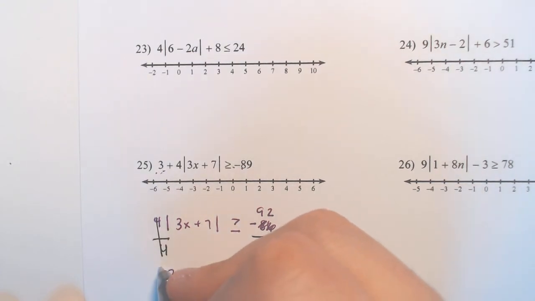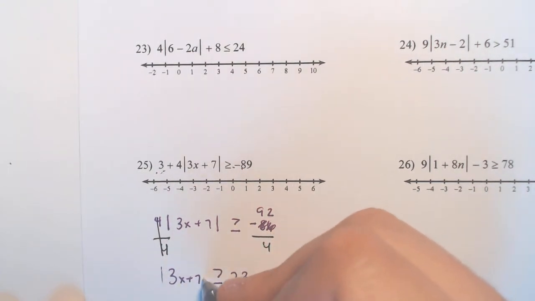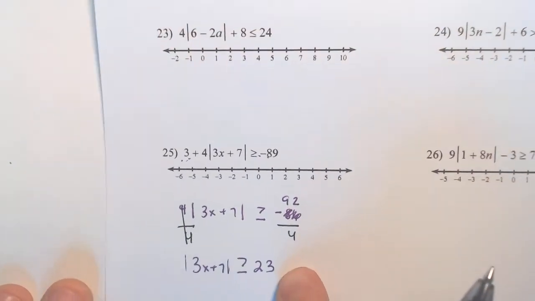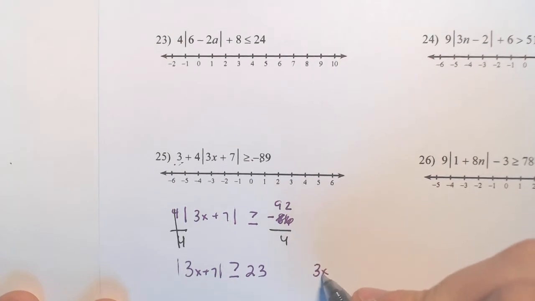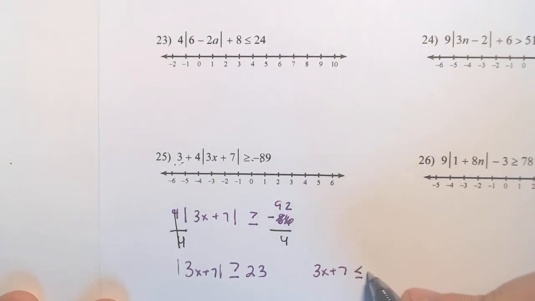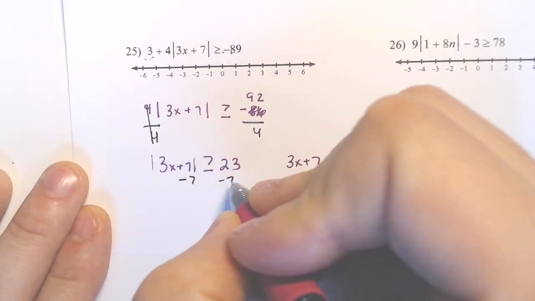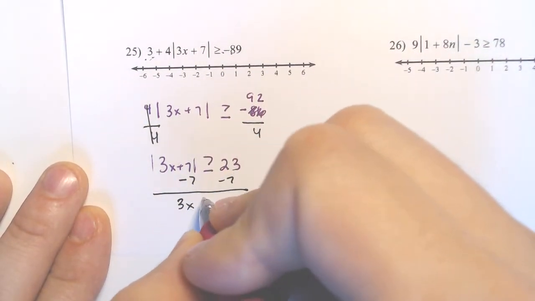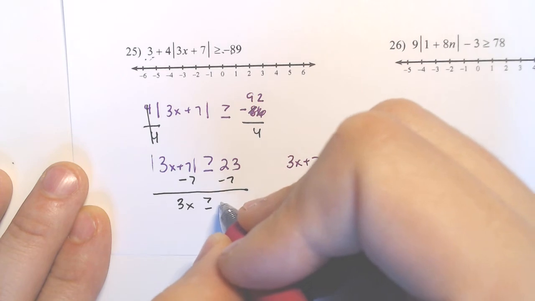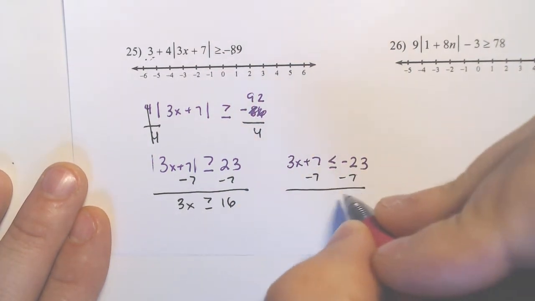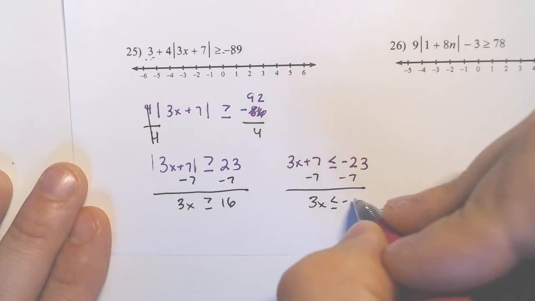It's the absolute value of that, which means once it's isolated, you can do 3x plus 7 is greater than or equal to 23, and 3x plus 7 is less than or equal to negative 23. Change the sign, change the inequality symbol. Solve them both. Subtract 7, subtract 7. 3x greater than or equal to 16. Subtract 7, subtract 7. 3x less than or equal to negative 30.